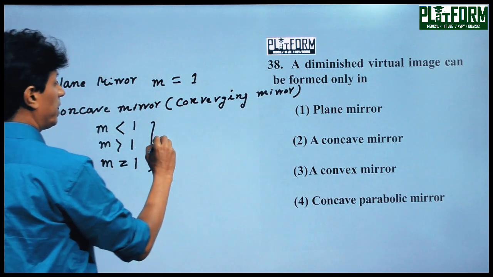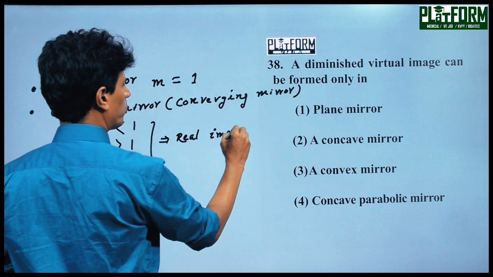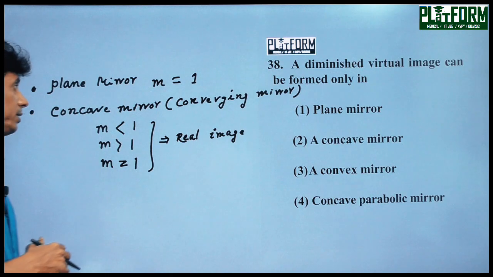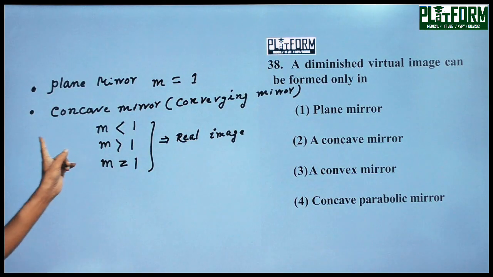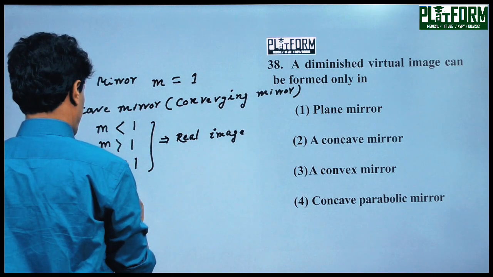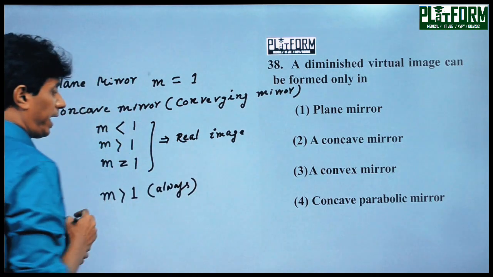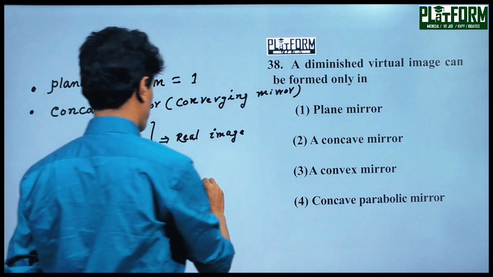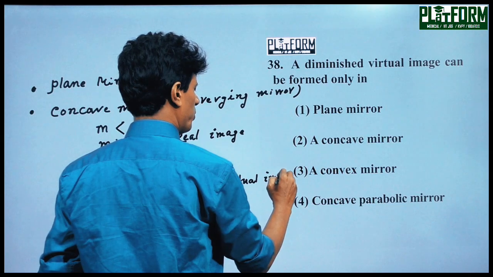It is for real image. If the real image is formed due to reflection by converging mirror, then the magnification of the real image is less than 1, greater than 1, or equal to 1. A converging mirror can form a virtual image having magnification always greater than 1. So it is for virtual image.